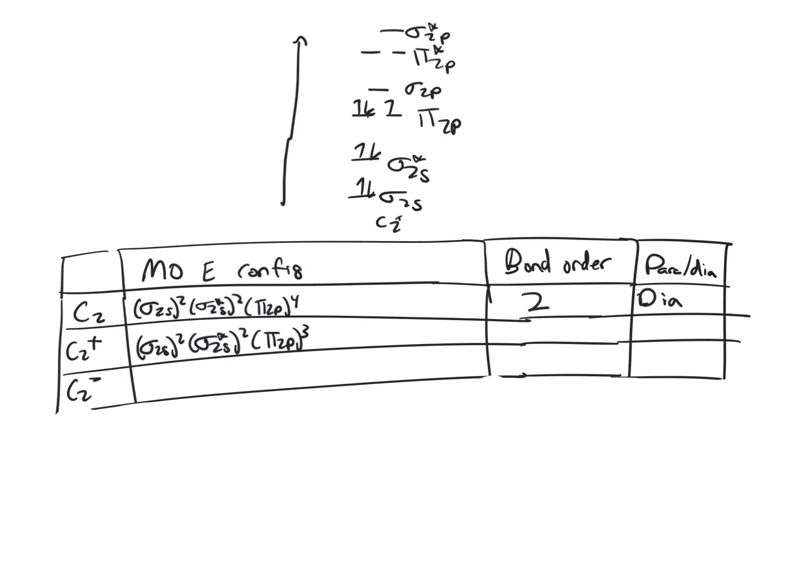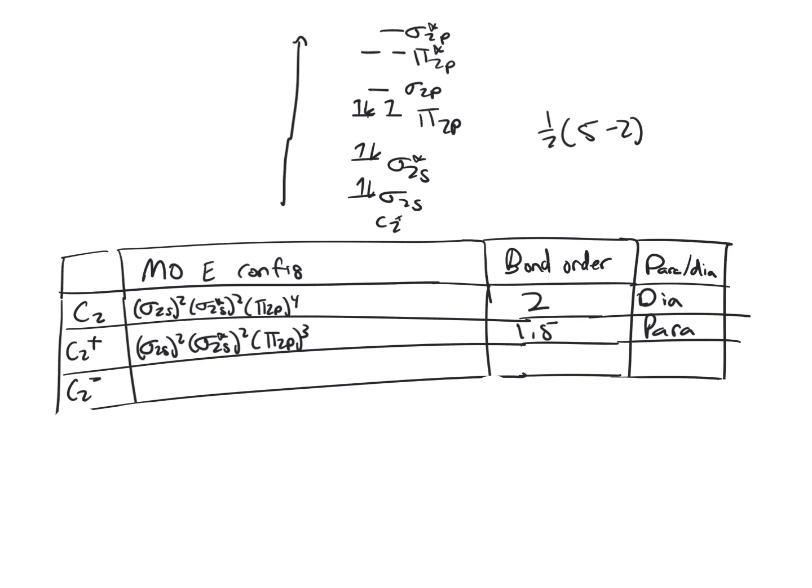So as a result, my bond order calculation is just 5 bonding electrons minus 2 antibonding electrons, so only 1.5 for the bond order. That makes sense. I took away a bonding electron. That made the bond weaker. The magnetic properties, we have paramagnetic because of that one unpaired electron.